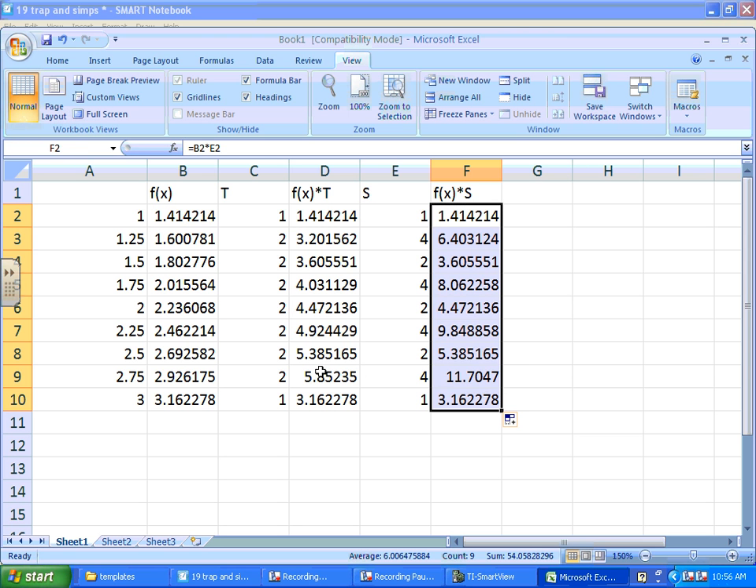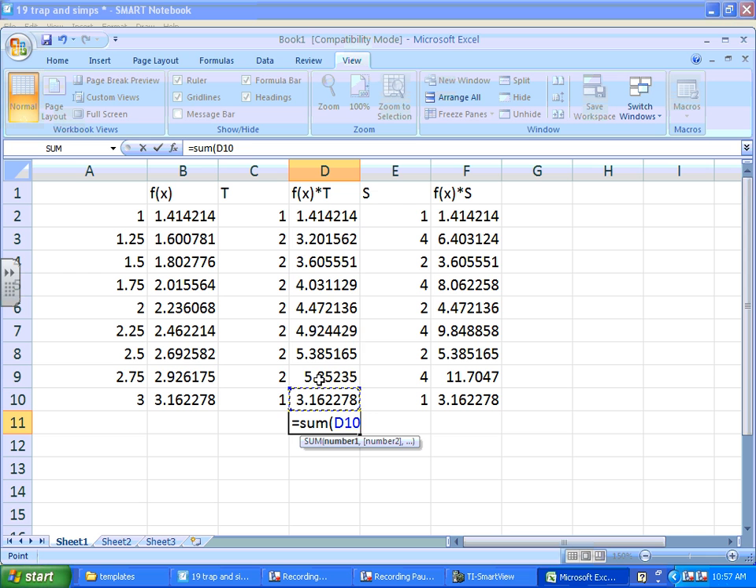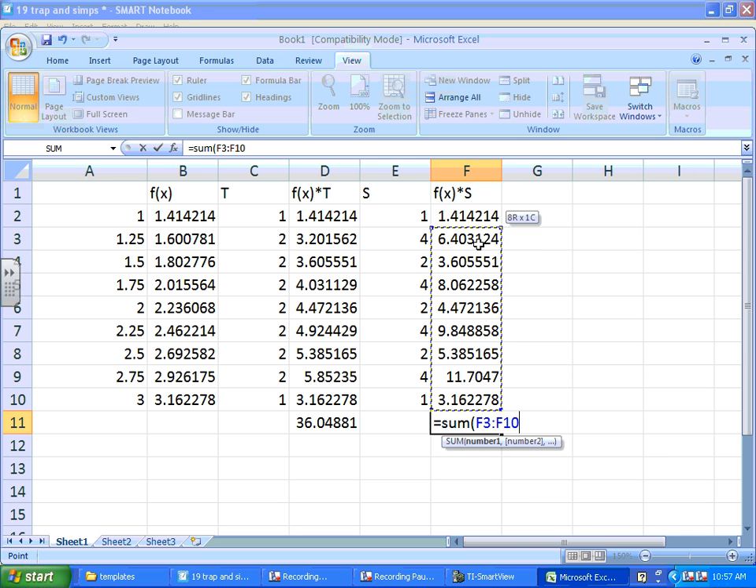And if you want to sum this column, so how do you get the sum? Just equal sign, sum, open the parentheses, highlight what you want to sum, close it and press enter. And same thing here, equals sum, open parentheses, highlight what you want to sum, close parentheses and enter.